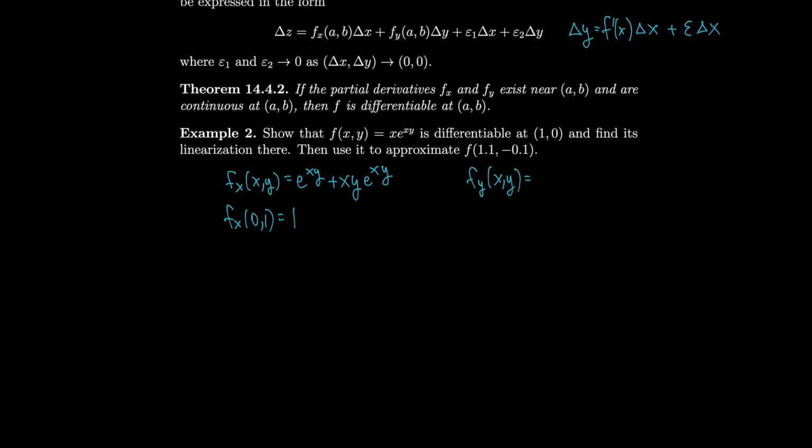So with respect to y, this is not the product rule anymore, because everything's constant except for y. So x is constant, I just have that hop out. So I get x squared e to the xy. So again, plugging in 0, 1 just gives me 1. So let's look at the linearization.